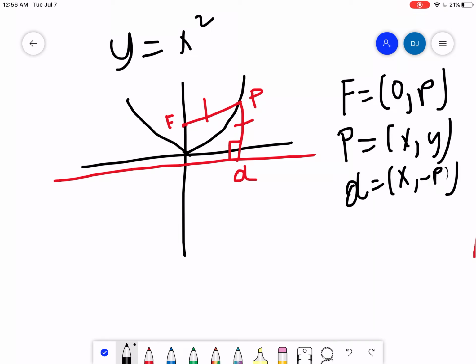And the reason why this is x, negative p is because obviously since P is (x, y) and point P and point D lie on the same vertical segment, they're going to have the same x value. So basically, since point P and D lie on the same segment, they will have the same x value. And also, we go up p units to get to the focus, so we'll go down p units to get to the directrix, which is why the point D is (x, negative p).